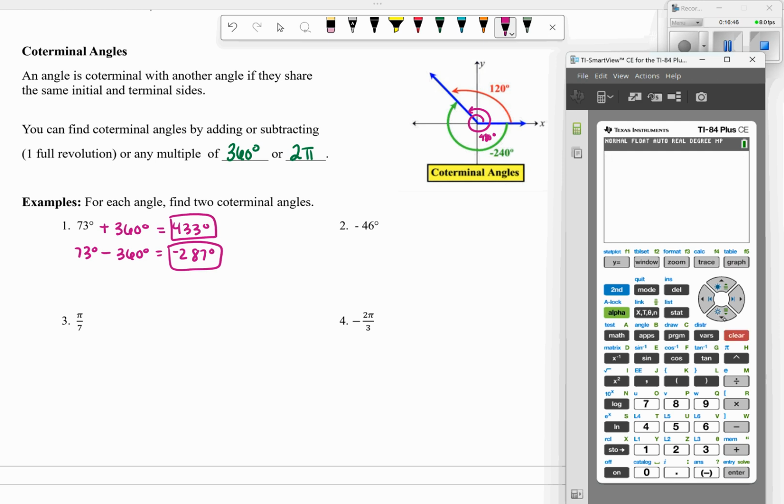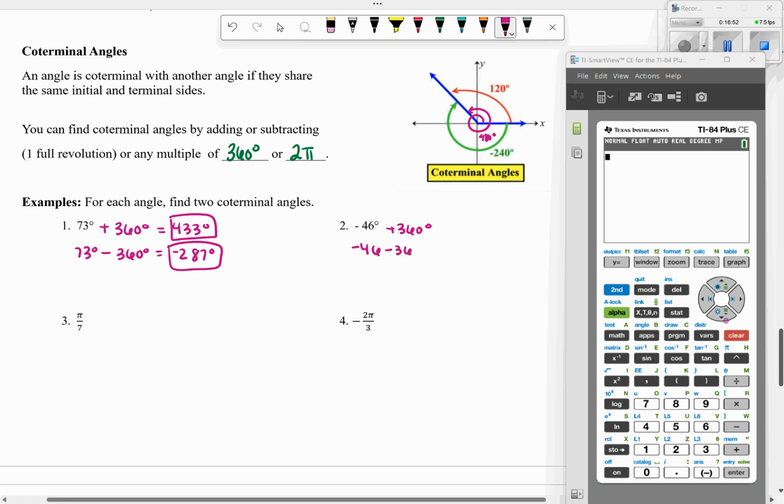And looking at the next one, negative 46 plus 360 degrees and negative 46 minus 360 degrees. So this gives us 314 degrees and negative 406 degrees.